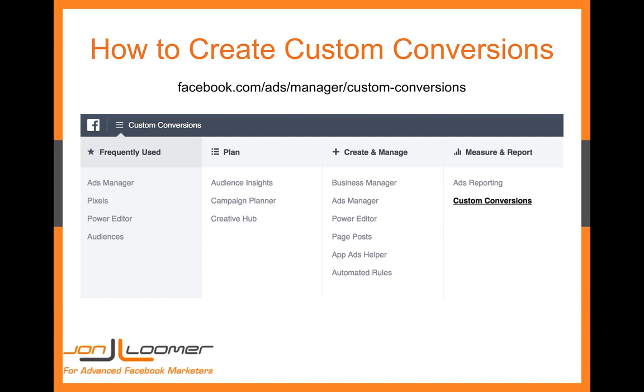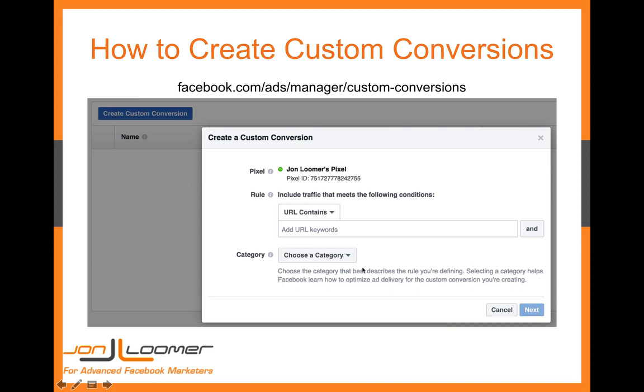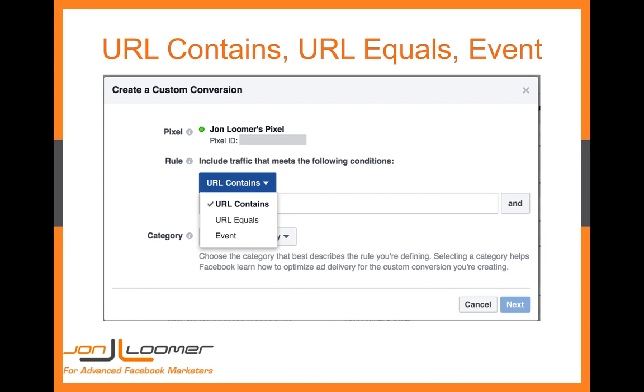You also have this direct link at facebook.com/ads/manager/custom-conversions. And it looks a little something like this. And again, it looks quite a bit like that process for creating a website custom audience. We're going to create a rule that we're going to include traffic that meets the following conditions. So within that, we can do URL contains, URL equals, or if you have events on your site, you'll also have event pop up. Now, just to avoid confusion there, it's rare that you can use that event option for creating a custom conversion. Because in most cases, you just use the event. I'll get to it in a minute, but that's really going to be for your custom events, which is something that will be pretty rare.